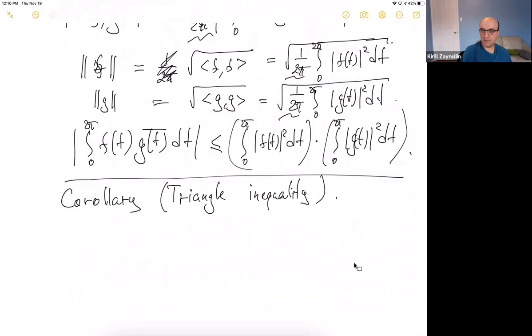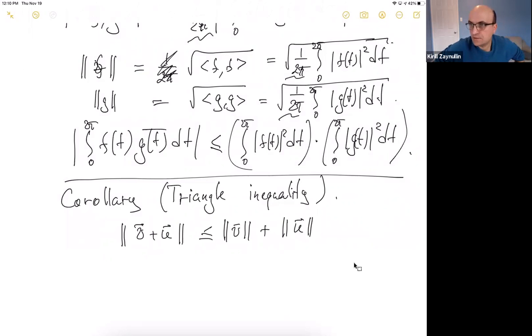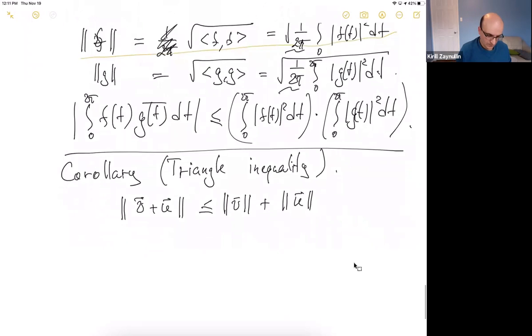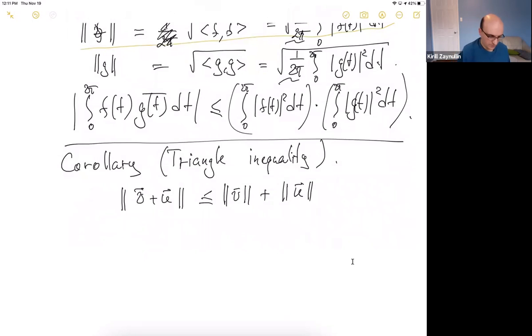And what this states is that whenever you are given an inner product space over R or C, then for all vectors, we have the following. The length of V plus U is less or equal than the sum of the lengths. Again, let me stress that this length is a general length, right? So it's the square root of the value of your inner product on the vector V. And well, let me prove this.